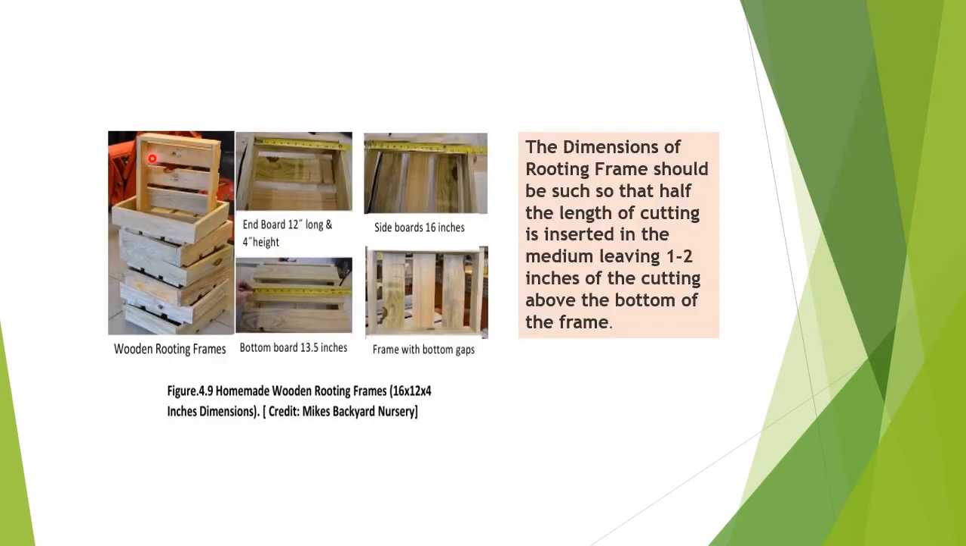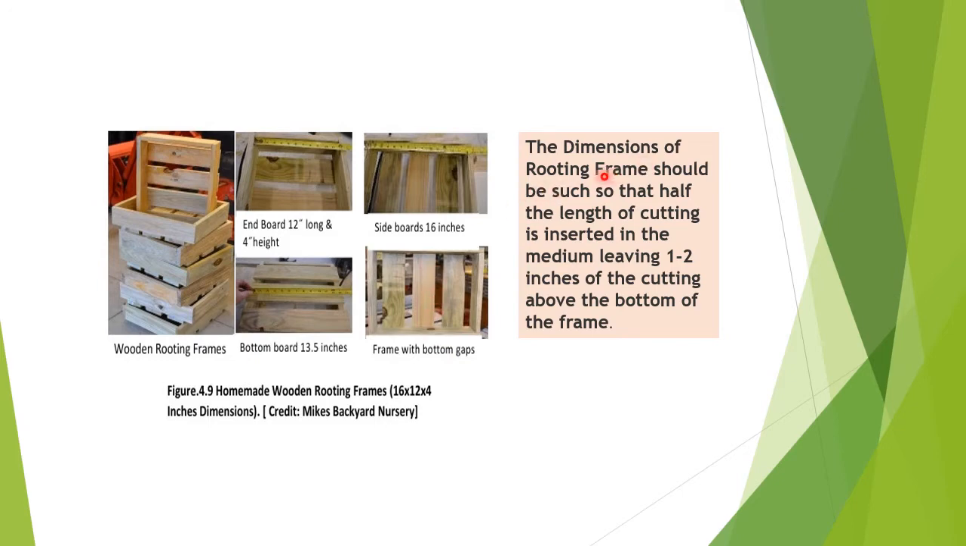This is how a rooting frame can look. Wooden rooting frames can be fabricated by the nurseryman, and they have an end board which is 12 inches long and 4 inches high. The bottom board should be 13.5 inches long, because there should be some extra, at least 12 only, so there should be 13.5 inches. The side board is 16 inches, and these are the frames with the bottom gaps. It maintains the bottom gaps for development of the roots.